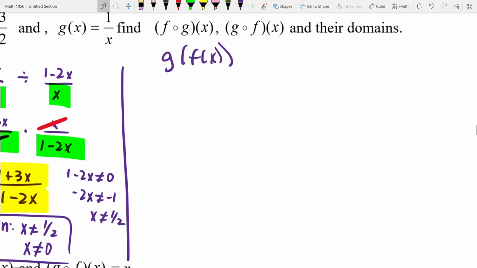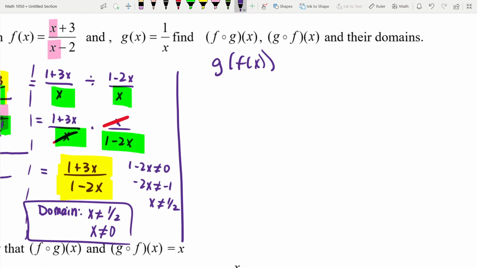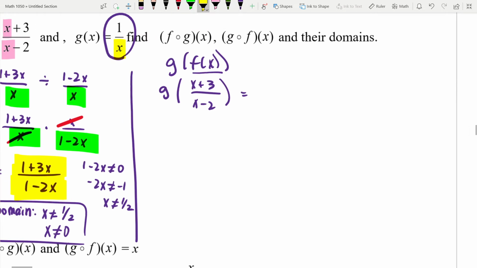F of g, or g of f of x. So now this one's easier, just so you know. So I'm going to take this f of x and replace it with what f of x is, which is x plus 3 over x minus 2. Now I'm going to go into this g of x right there, and where I see this x, I'm going to replace it with that fraction. So I have 1 over x plus 3 over x minus 2.